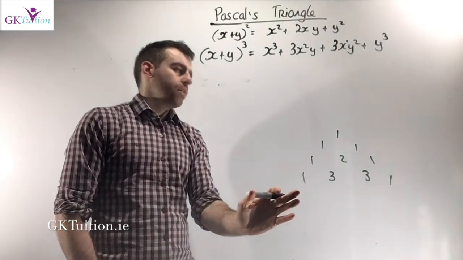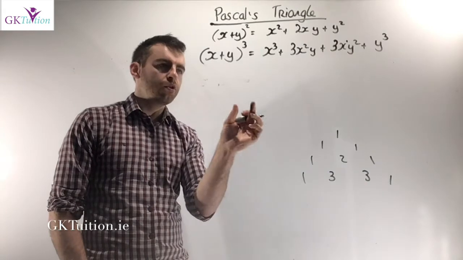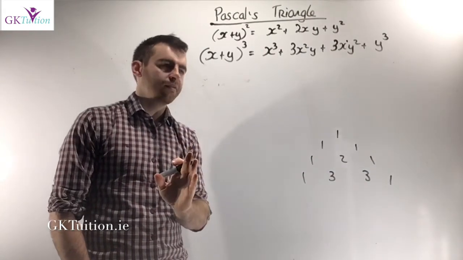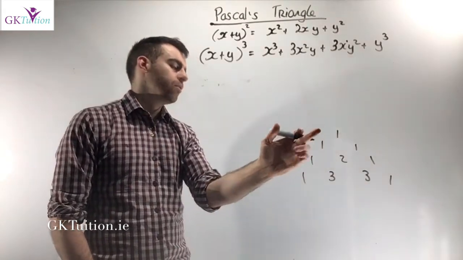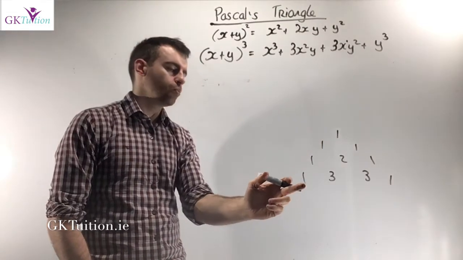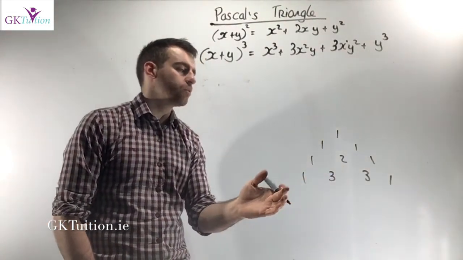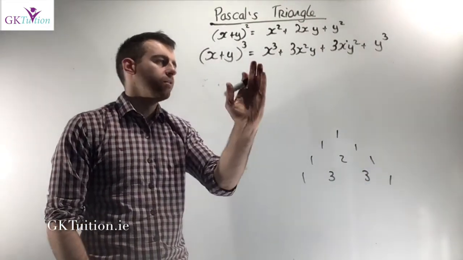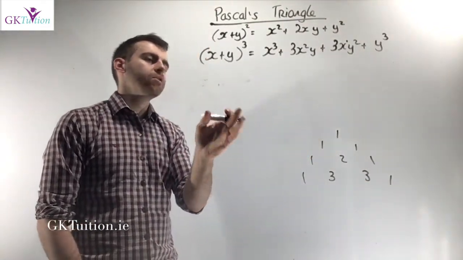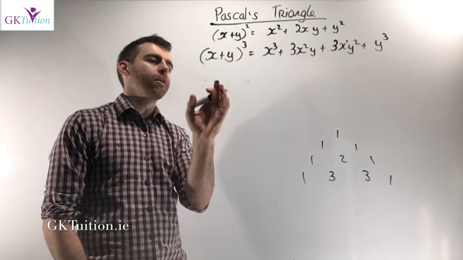Pascal's triangle tells me what the coefficients, the numbers at the start of each term, will have to be. In this case, if you look at the fourth line in Pascal's triangle, it's 1, 3, 3, 1. And the reason I know I'm using this line is because there's 4 numbers in this line and there's 4 terms.